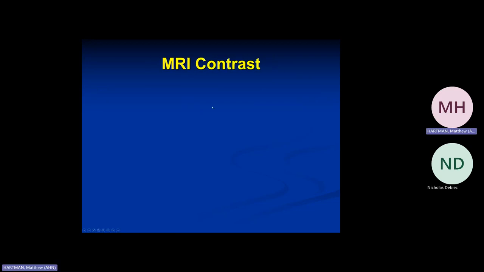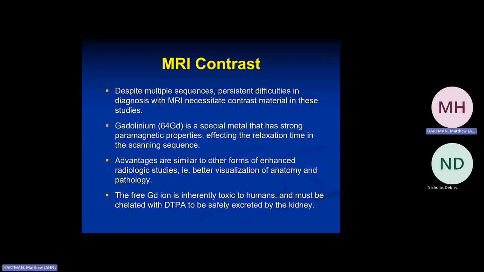Now, MR contrast, again, we're going to use gadolinium, which is a metal, and it has a special magnetic property which will light up on the T1 post-contrast images.